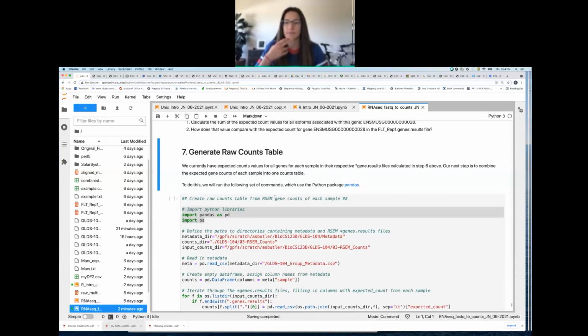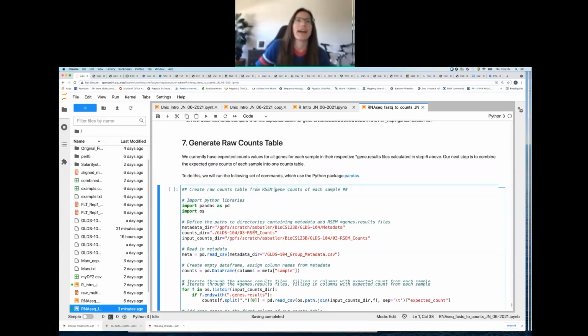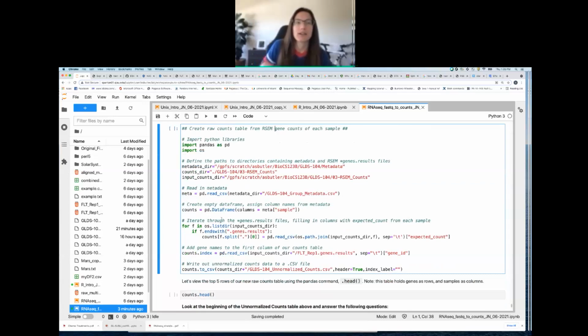And so there's a nice function in R called tximport that will allow you to pull in your genes.results files into a nice table in R directly. But since we're in a Python system right now, Lauren here had made this little Python script for us. So that way we can combine all of those raw counts data, or the expected count data from the RSEM calculation for the genes.results files, into a table. And so that's what this code is here.